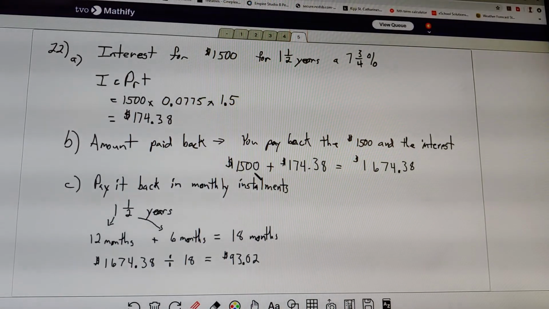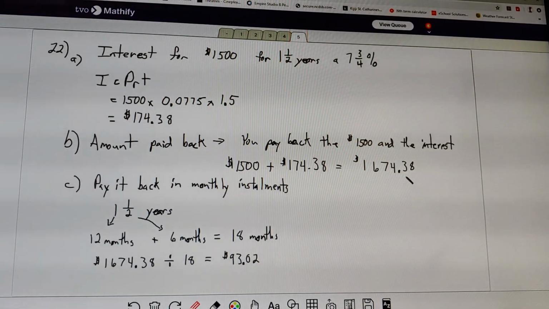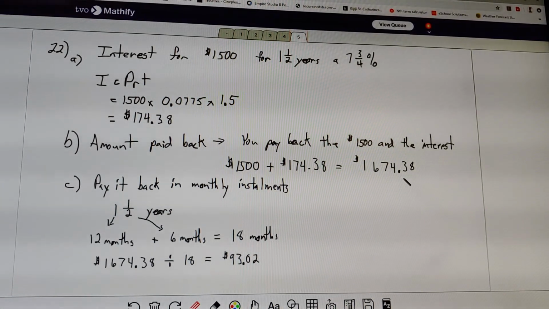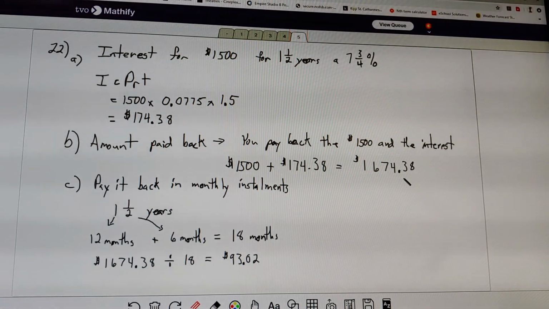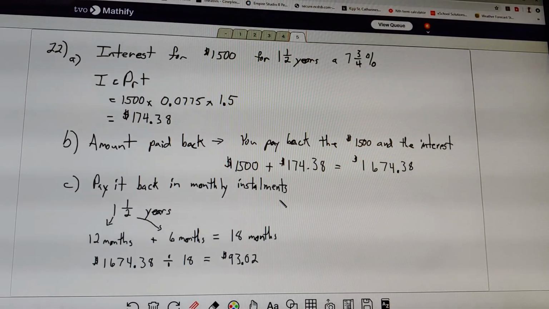Okay, so that's what we did here. The original amount borrowed, the principal, and the interest that you accumulated: $1,674.38 has to be paid back. Part C then says, what if Jamie repaid the money in monthly installments? What would each monthly installment be?